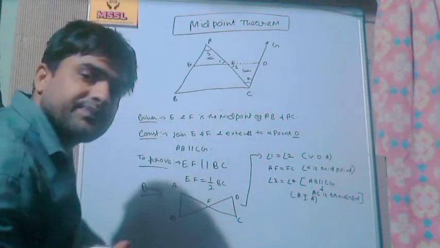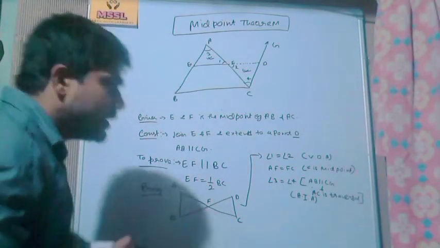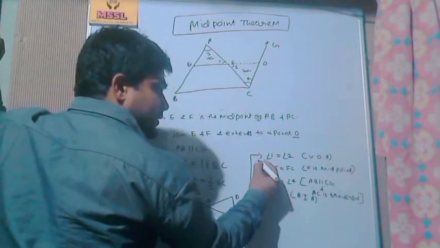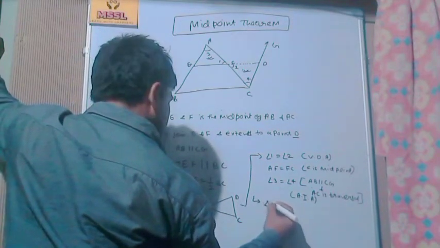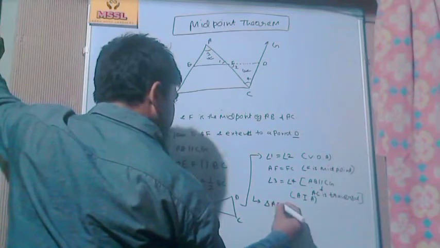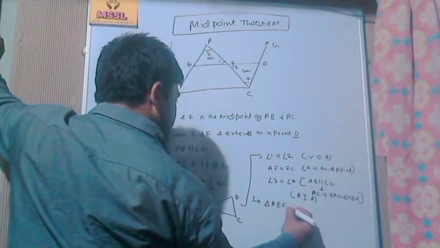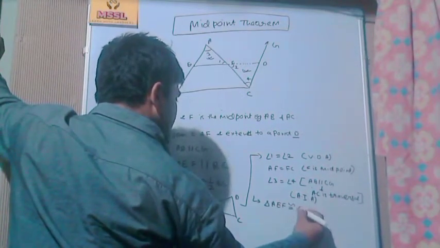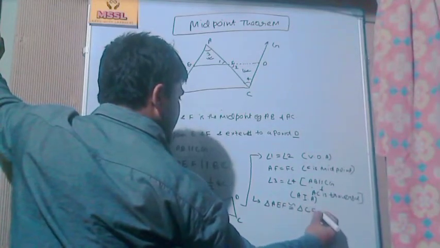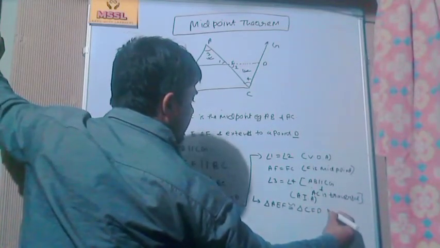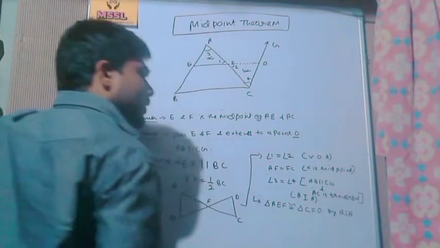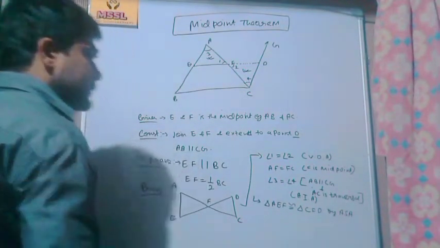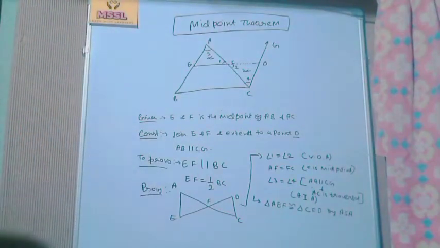Clear with this? Right? So by these three conditions, we can say that triangle AEF is congruent to triangle CFD by ASA. Just note it down. So we'll move to the second step. Just have a look.